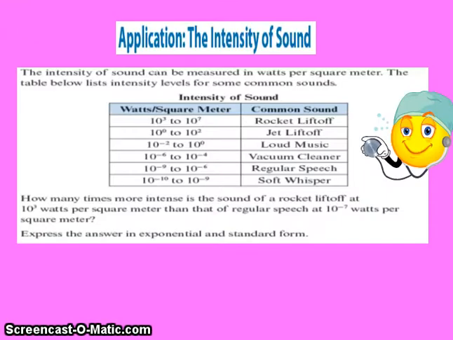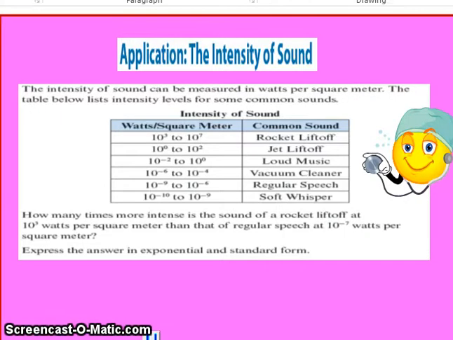Now for our last example that needs to be in your notebook. The intensity of sound can be measured in watts per square meter. The table below lists the intensity levels for some common sounds. So we have the rocket lift-off, jet lift-off, down to a soft whisper. What they want to know is how many times more intense is the sound of a rocket lift-off than that of regular speech. So they want us to express the answer in exponential and standard form.